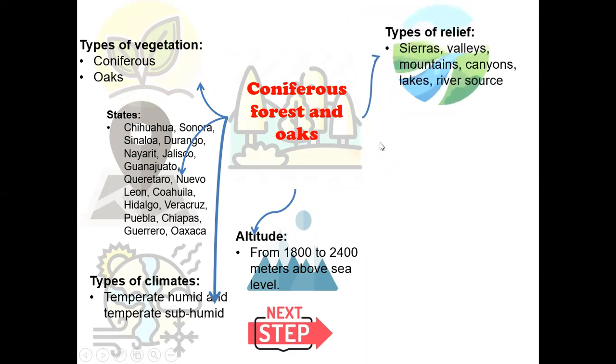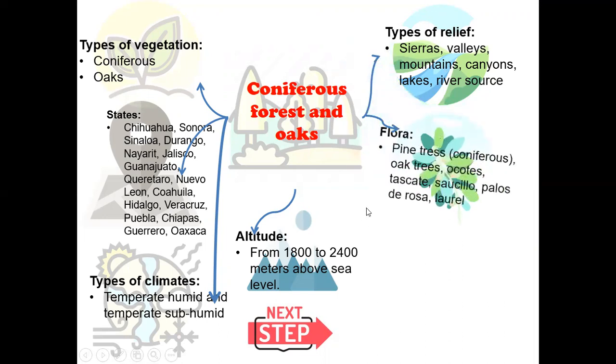The type of reliefs goes from sierras, obviously, because we have a lot of mountains, but also we have canyons and valleys. Since there's humidity, we can also find lakes, and since it is up in high territories, there is where we find the river source.